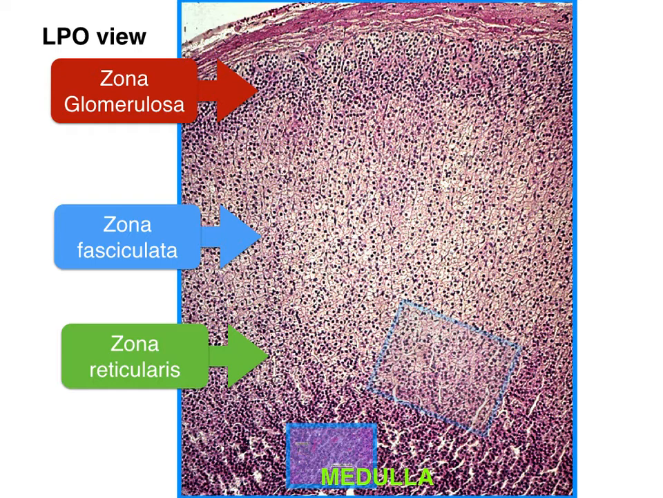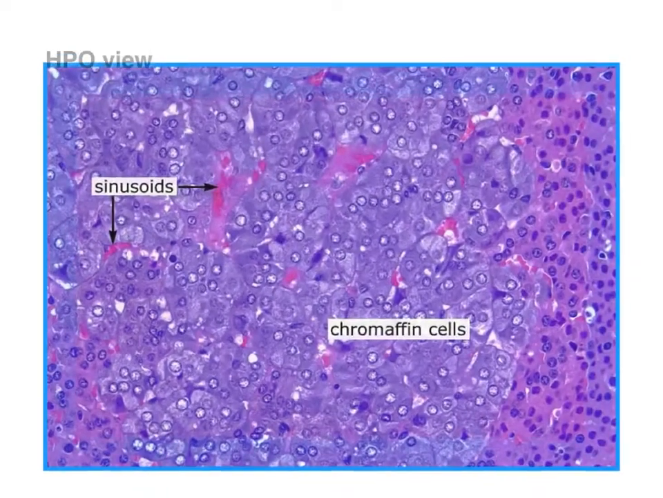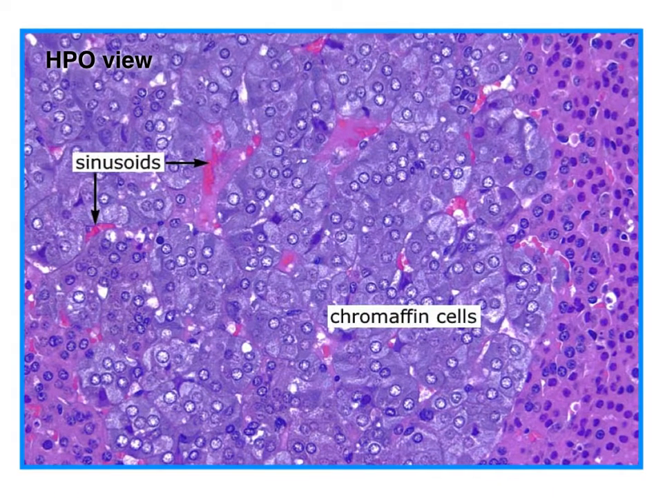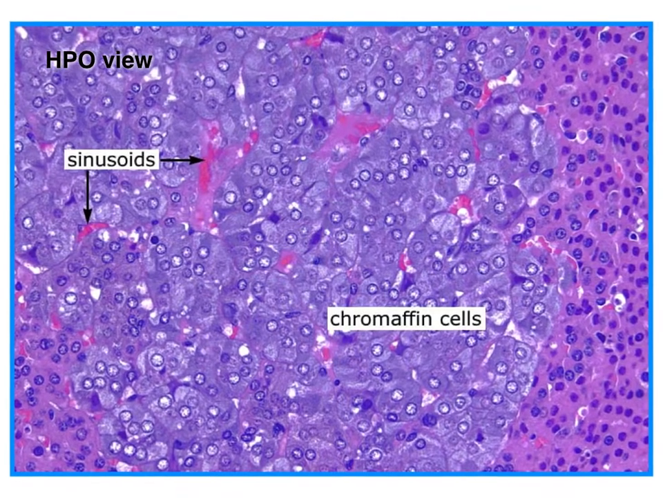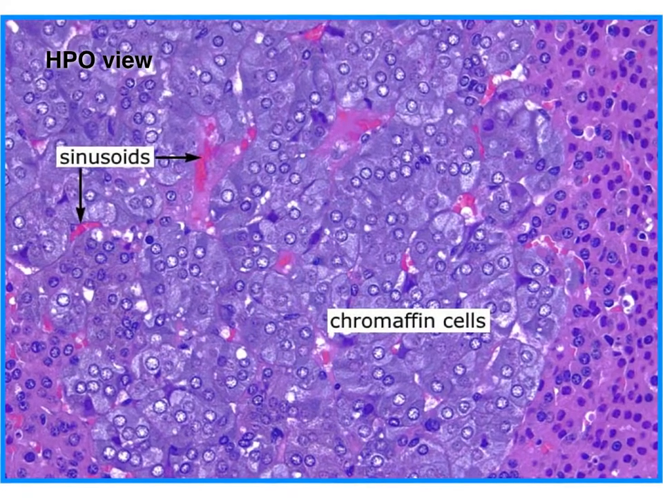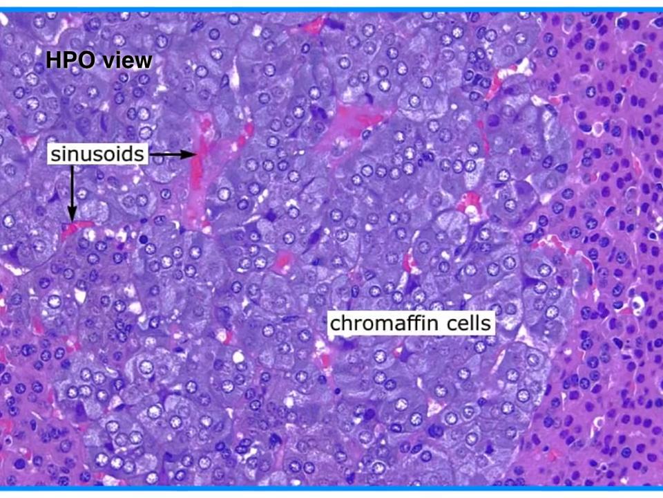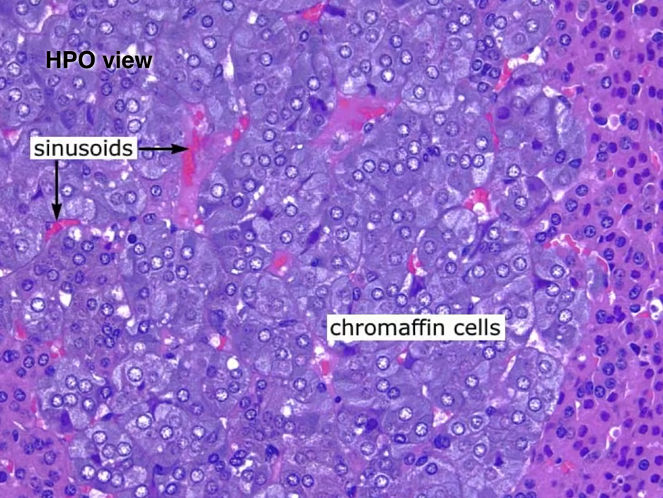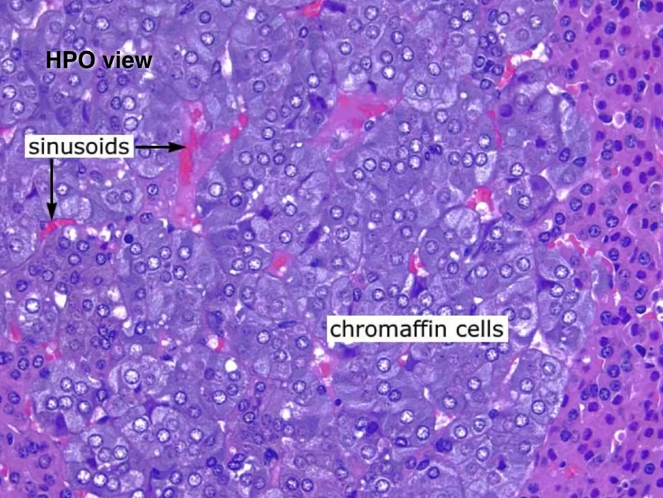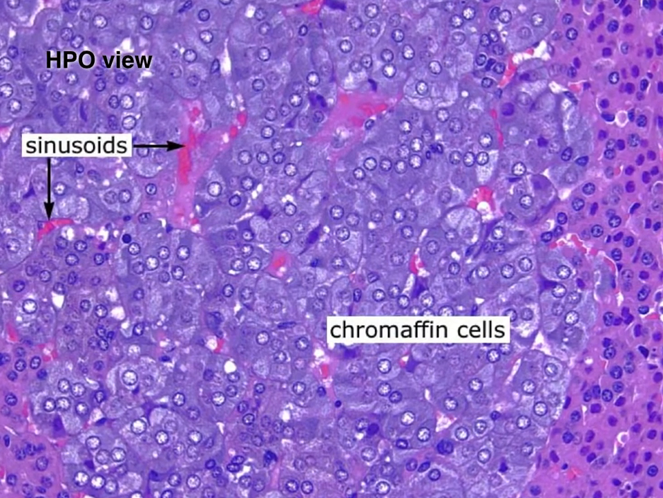The adrenal medulla is the innermost portion of the gland. It shares an embryological origin with the sympathetic nervous system. Its cells possess abundant cytoplasmic granules that contain stored peptide hormones and catecholamines. These cells are frequently called chromaffin cells because they can be stained with chromium salts.